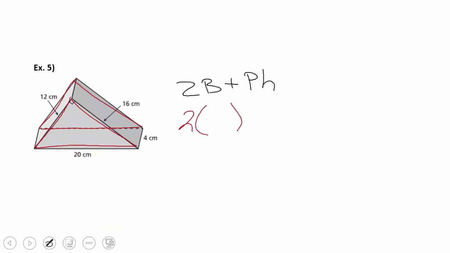Where is the base and the height? That's right, they've got to be perpendicular. So I've got this side here of 12, and I have this side here of 16. So it's 12 times 16, and that's divided by 2, plus the perimeter of that, 20. 20 plus 16 plus 12 is going to give us 48.